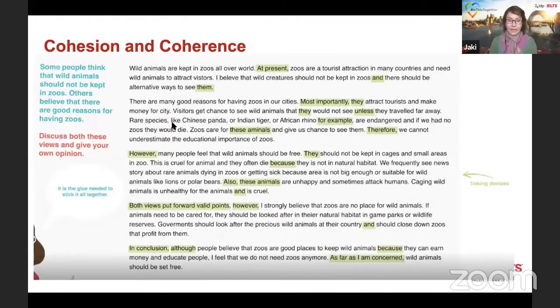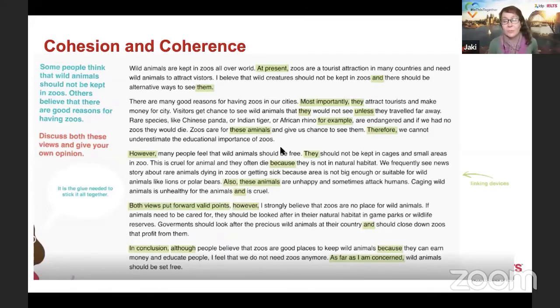In IELTS writing, you have to think of reasons. So they are argumentative essays. They're not explained. You have to think of reasons. So it's not always your opinion, but you have to give reasons. So it is kind of argumentative in that way.